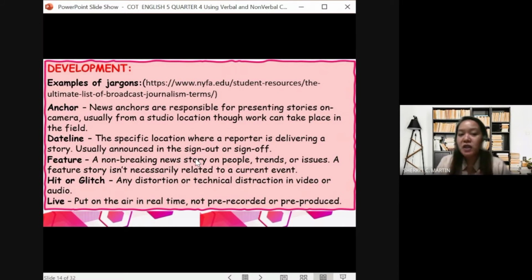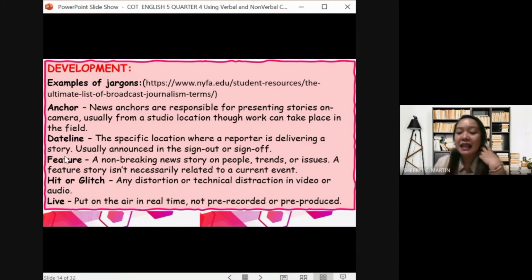So si anchor, news anchors are responsible for presenting stories on camera. Usually from a studio location though work can take place in the field. So pag sinabi niyong anchor, so si Mel Chanco, Noli de Castro, Bernadette Sembrano, and Jessica Soho, other terminologies for them can be called anchor. Okay? You can call them TV anchor or news anchor.